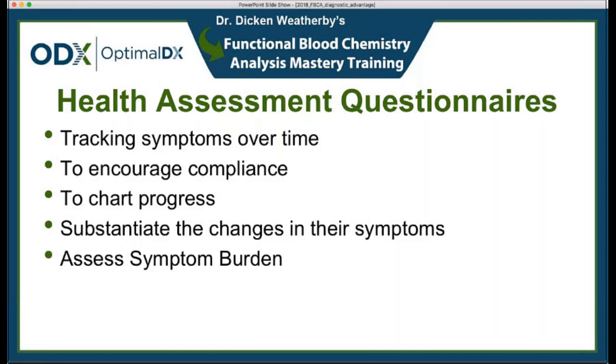Charting progress, you can see a change over time, as I've said before. And you can use questionnaires to allow you to assess the symptom burden of a particular system of the body, much the same way that we talked about those 13 body systems. Well, the questionnaire is organized in very similar ways. So that's a little segue to talking about functional blood chemistry analysis.